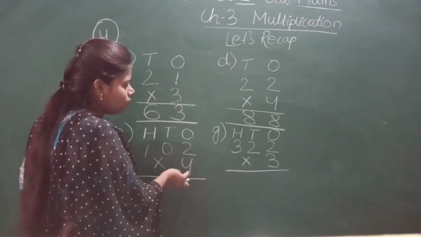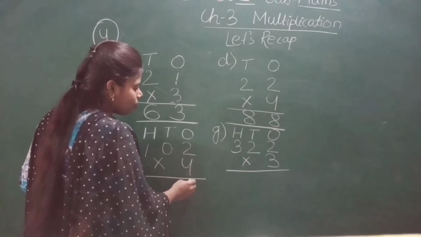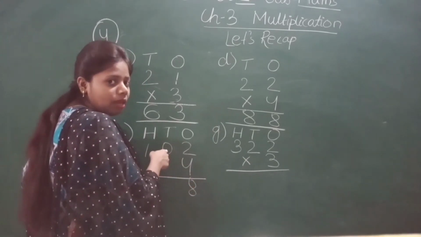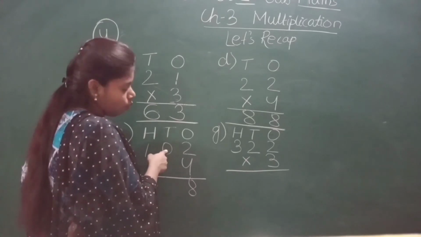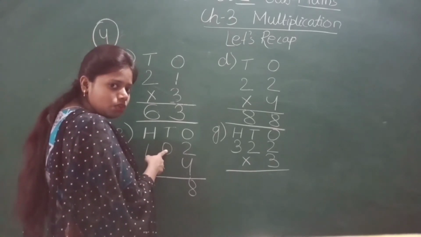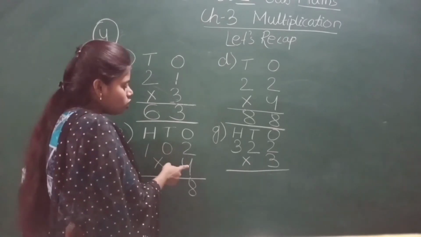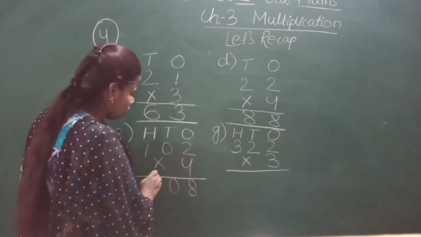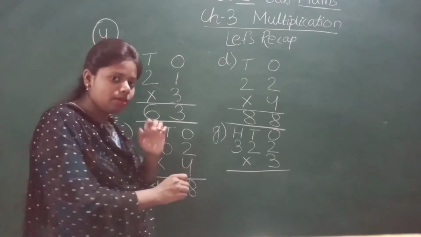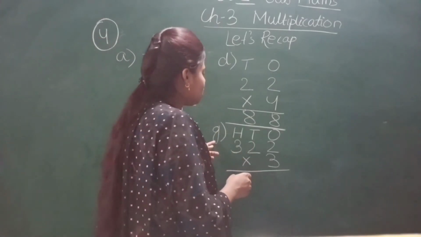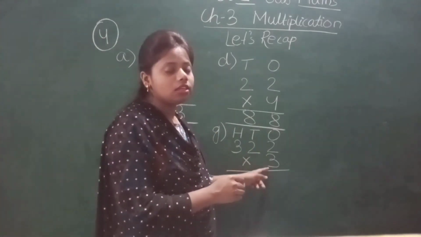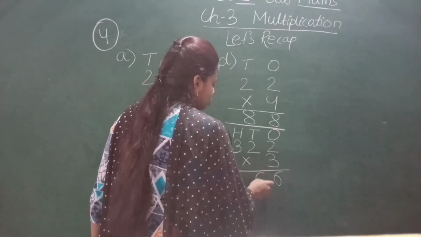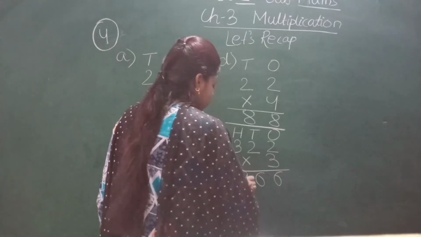First you will multiply 4 to the 8. 4 zeros are, any number multiplied by 0 will be how much? 0. Any number multiplied by 0 is how much? 0. Okay. So 4 zeros are 0. 4 ones are 4. Okay. So done. Now number G. Okay. 3 2s are 6. 3 3s are 9. Okay.